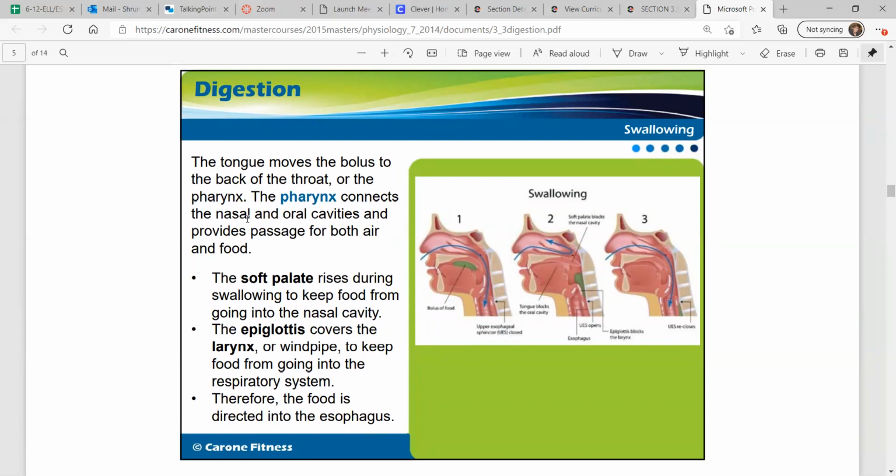and then the pharynx is in the back of your throat. And it connects the nasal and oral cavities and provides passage for both air and food. The soft palate rises during swallowing to keep food from going into the nasal cavity. The epiglottis covers the larynx or windpipe to keep food from going down into your respiratory system, which is a big no-no. We don't want that. Therefore, the food is directed into the esophagus.